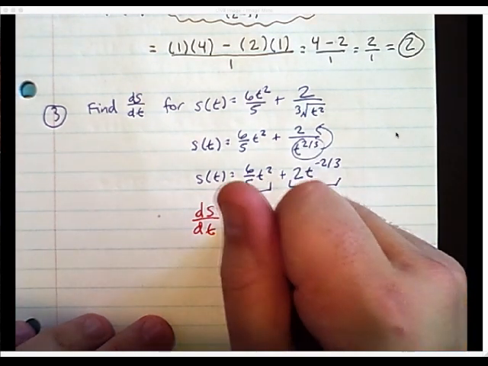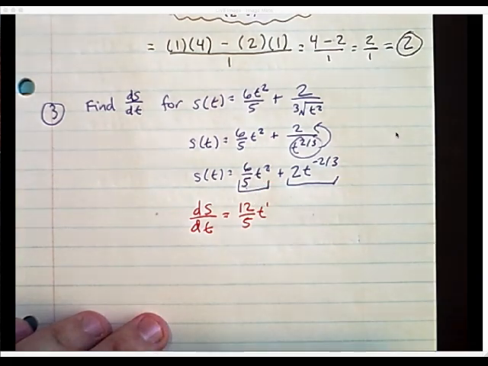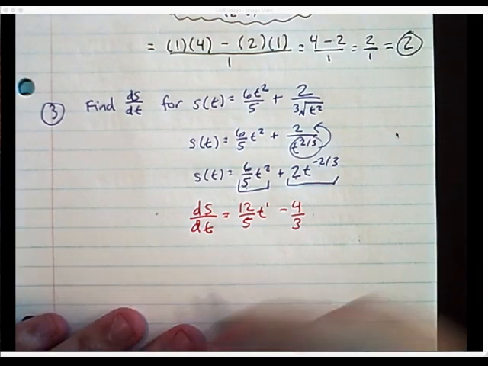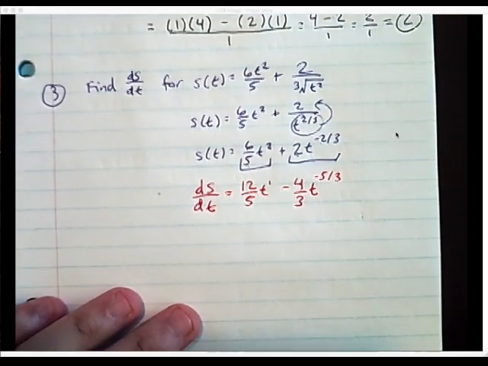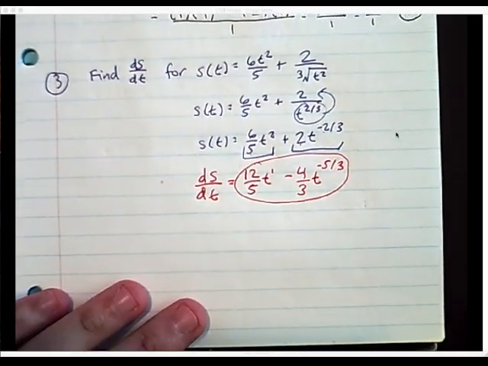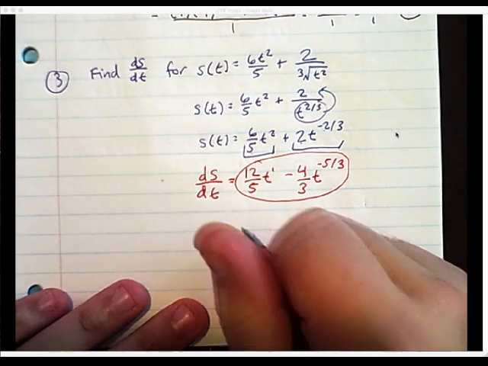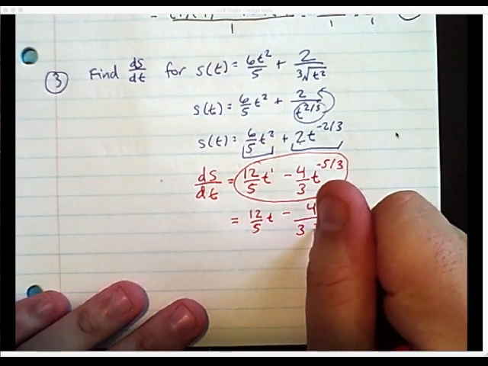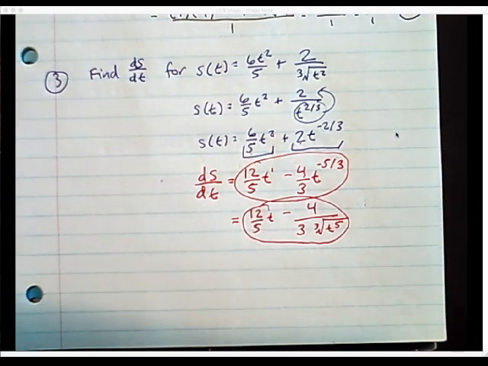So 6/5 times 2 is 12/5. We reduce the power of t by 1, so it goes from the second to the first power. Now I'm going to do 2 times negative 2/3, that's negative 4/3. We're going to reduce this power by 1, so negative 2/3 minus 1 is negative 5/3. And there we go. That's a first line answer. Didn't have to use the quotient rule at all. You could have, but it's harder. If I wanted to write that a little bit nicer, 12/5 t minus 4/3 times the cube root of t to the 5th power. That's another way you could write it. Or you could mess with getting a common denominator, but that looks nasty to do.